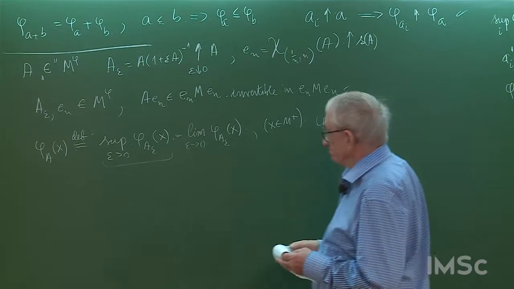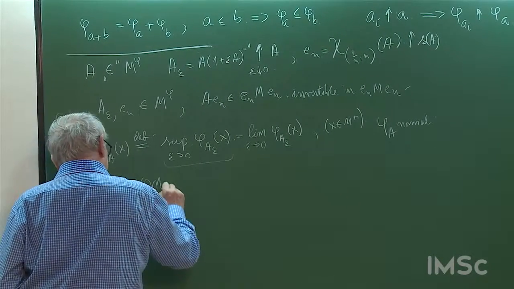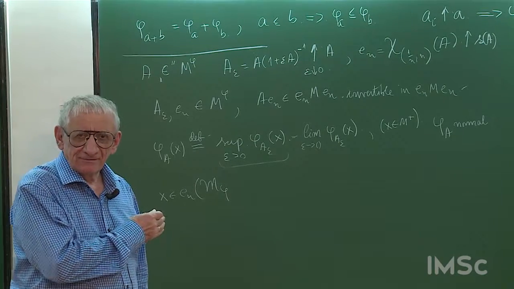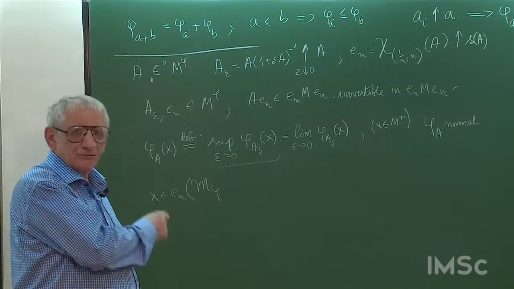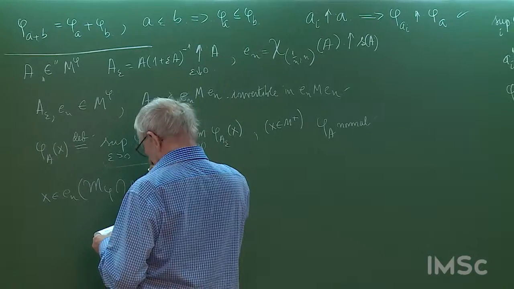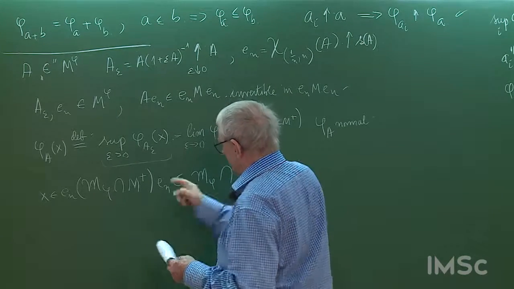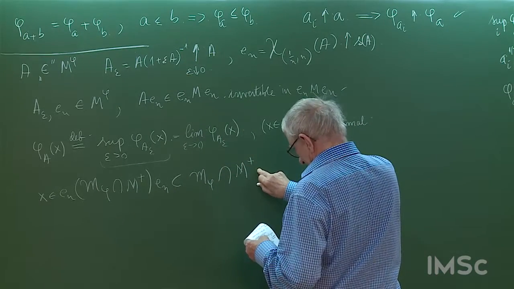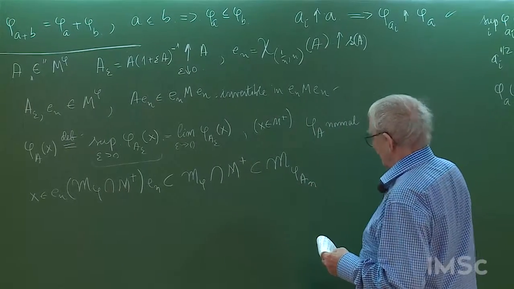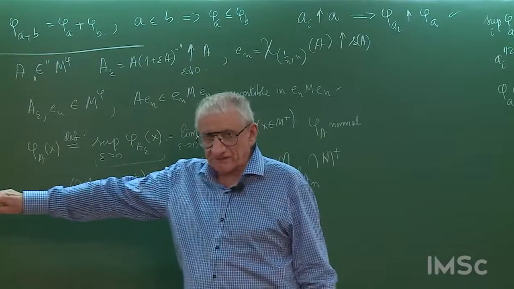Okay, then you see the following thing, that if x belongs to E_n M_φ E_n, well, from time to time I remember that φ is a weight, so in general I will not take care of this, but from time to time I do. So E_n M_φ E_n intersection with M_+ is included in M_φ intersection M_+. That's obvious because E_n is in M_φ. Then this is included in M_{φ_{A E_n}} intersection with M_+, by the definition which was given here for bounded operators.